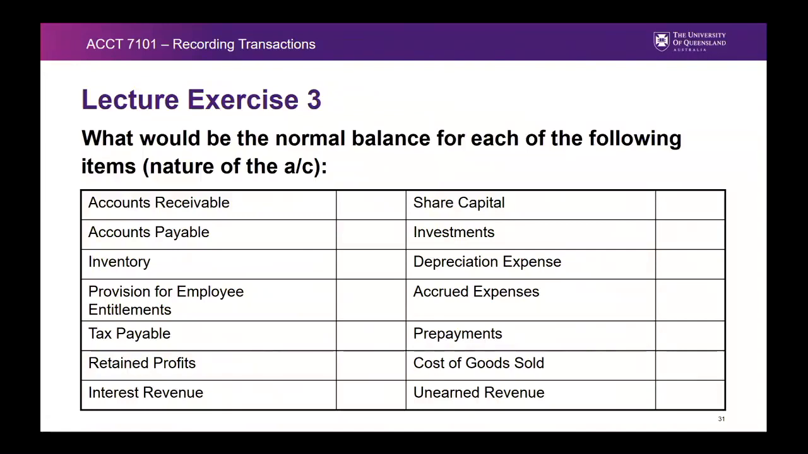We've got provision for employee entitlements. That's actually pretty tricky, complicated for our purposes. So that's a liability, so it'll have a credit balance. Tax payable is a liability. It'll be a credit. Retained profits. It's an equity account, so it'll be a credit, yes. Interest revenue. It's a credit because it's an income account. Share capital. Share capital is a credit. It's an equity account. Investments. It's an asset, so it'll be debit.